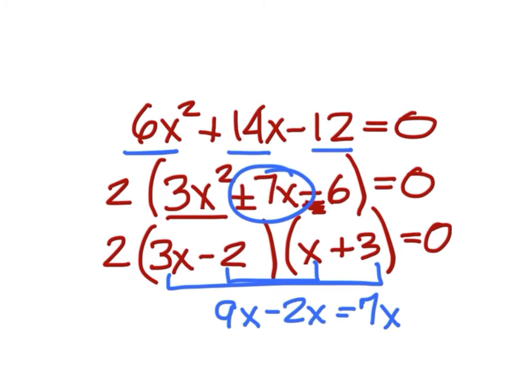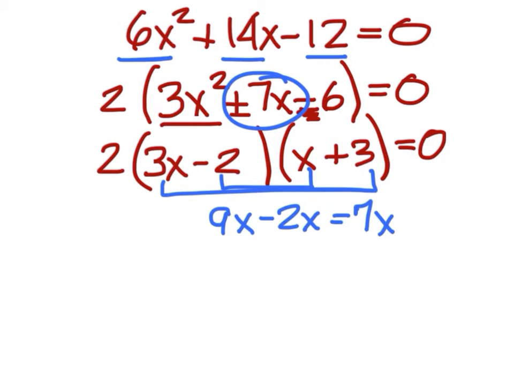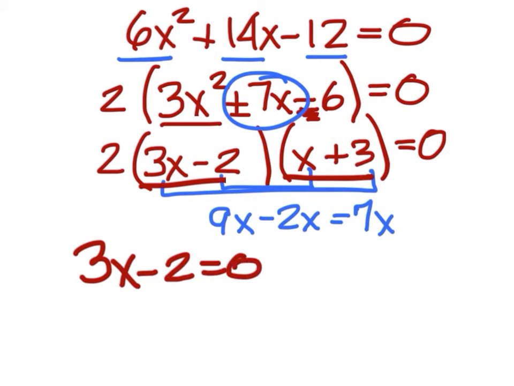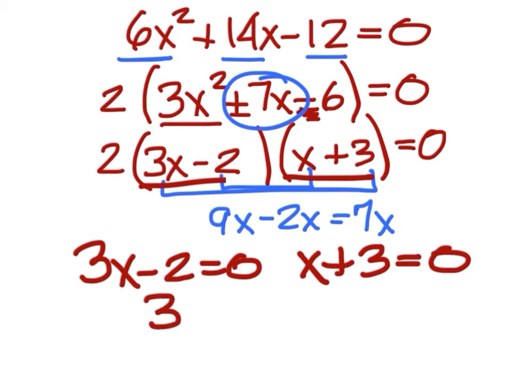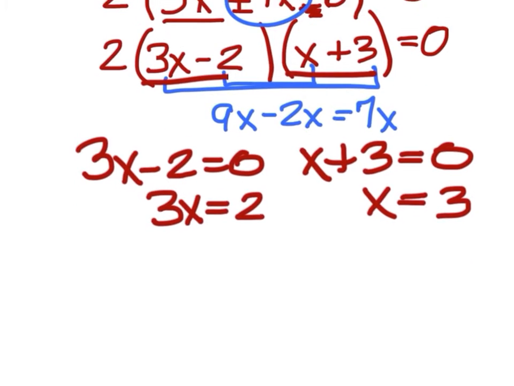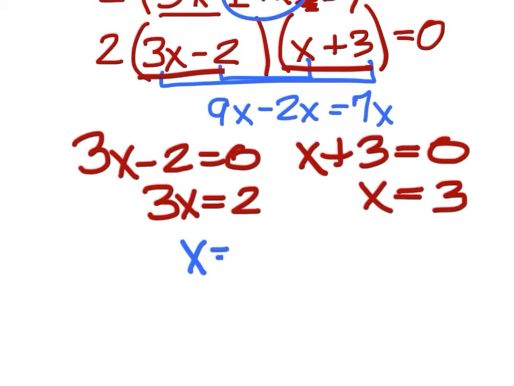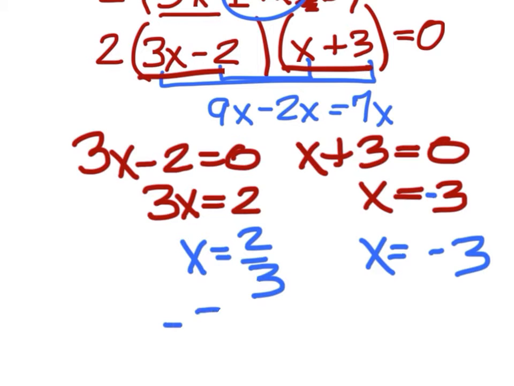So you have to solve these two, setting them equal to 0. 3x minus 2 equals 0, and x plus 3 equals 0. So 3x equals 2, but we still have to solve this one on the right. X equals 2/3. That is a negative 3, yeah. And then x also is a negative 3. So your answers are negative 3 or 2/3.